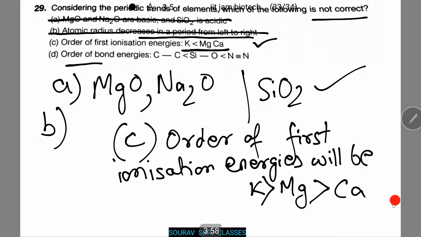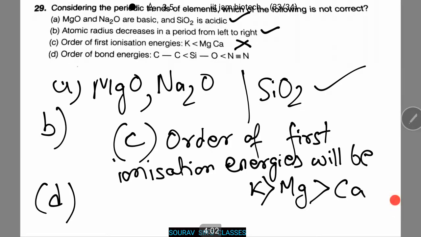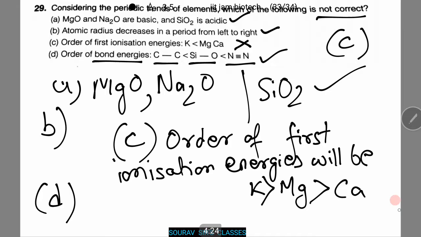I'll clear the screen for you to read the sentences. Now we are given bond energies of the C-C bond, Si-O bond and N-N bond. This is in fact correct. All the three are in the correct order. Thus, in this case, the only not correct version is number C. Let's try out another question.